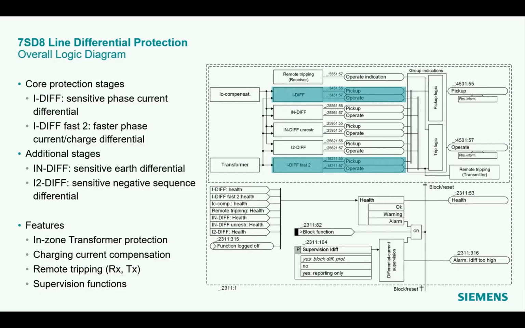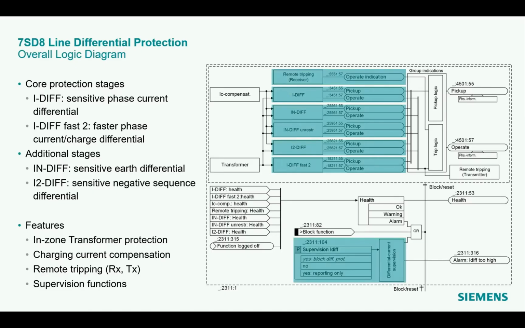For special applications, we also provide an earth or zero sequence and a negative sequence current differential stage, I-N-DIFF and I2-DIFF. Both are intended to be more sensitive than the I-DIFF. As already mentioned, additional features like the in-zone transformer protection and capacitive charging current compensation, and supervision functions are included.